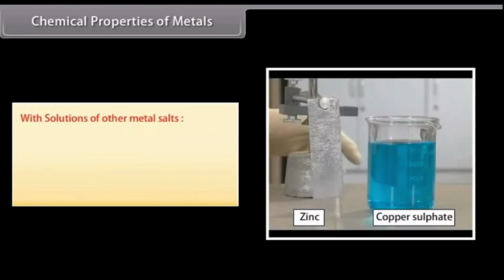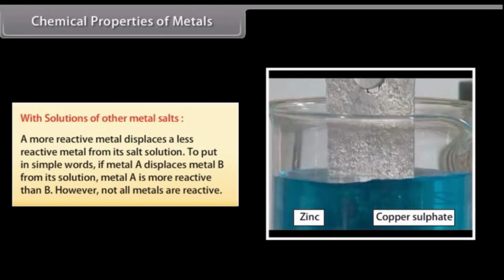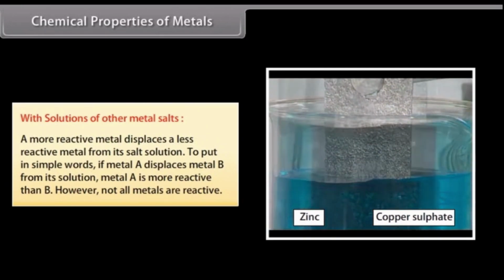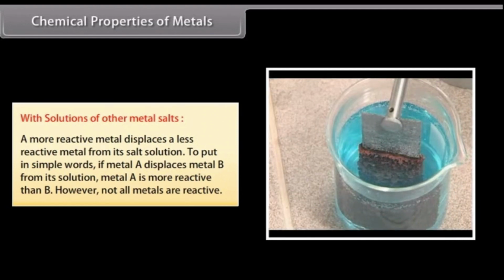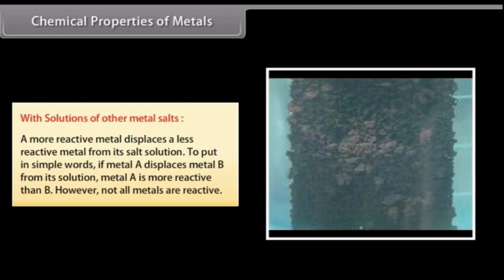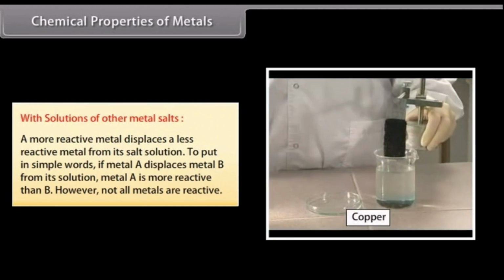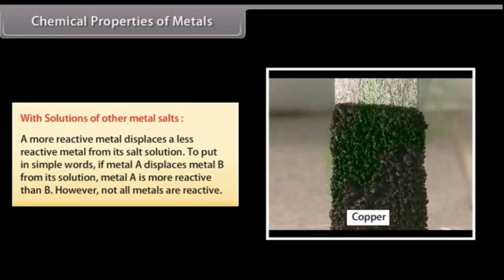With solutions of other metal salts. A more reactive metal displaces a less reactive metal from its salt solution. To put in simple words, if metal A displaces metal B from its solution, metal A is more reactive than B. However, not all metals are reactive. In this reaction, the copper contained in the copper sulfate is replaced by zinc.